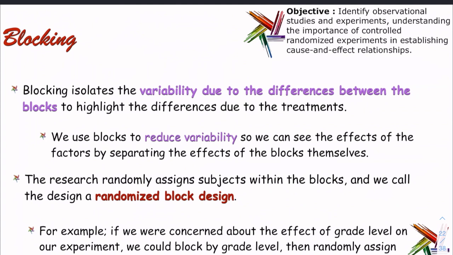Again, blocking isolates the variability due to the differences between the blocks to highlight the differences due to the treatments. We use blocks to reduce variability so we can see the effects of the factors by separating the effects of the blocks themselves. The researcher randomly assigns subjects within blocks, and we call that a randomized block design. So, for example, if we are concerned about the effect of grade level on our experiment, we could block by grade level, then randomly assign subjects within each grade level to the various treatment levels.